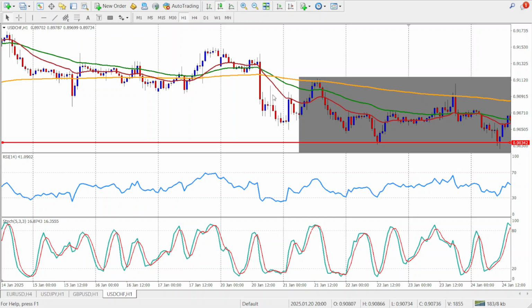So if you're looking for faster signals, the 20 period moving average is also a great period to use. Okay, as a scalper, you can make use of the 20 period. Okay, even as an intraday trader, you can make use of the 20 period moving average.